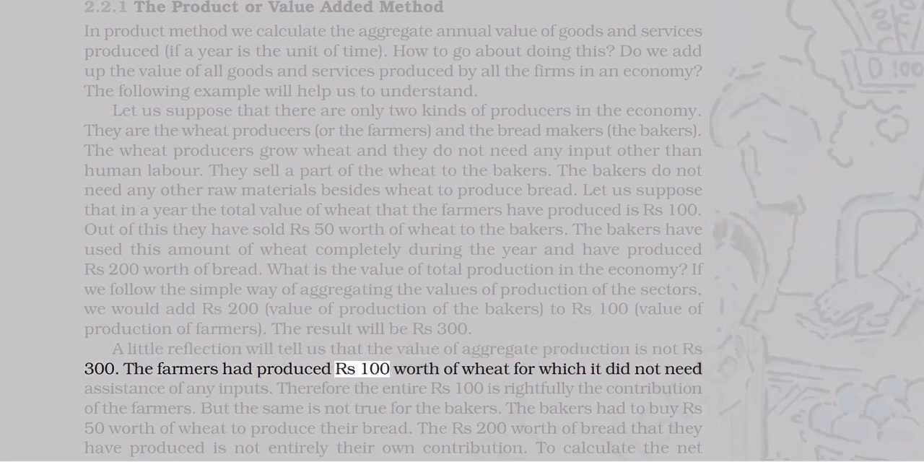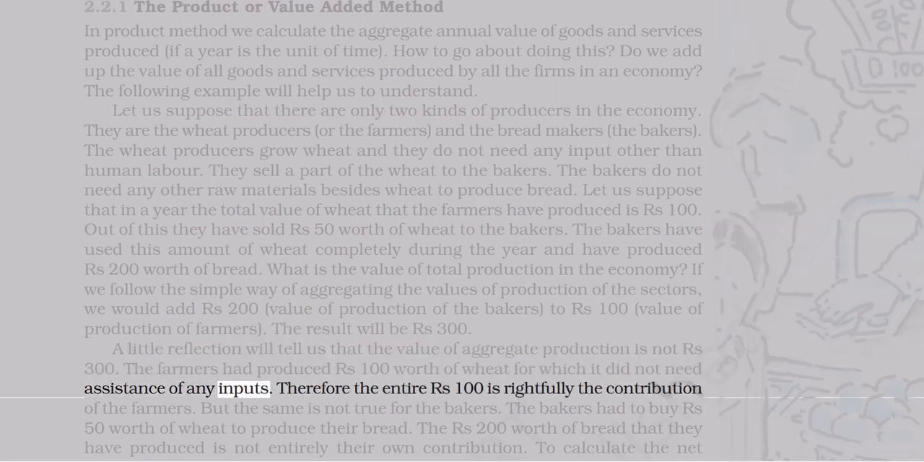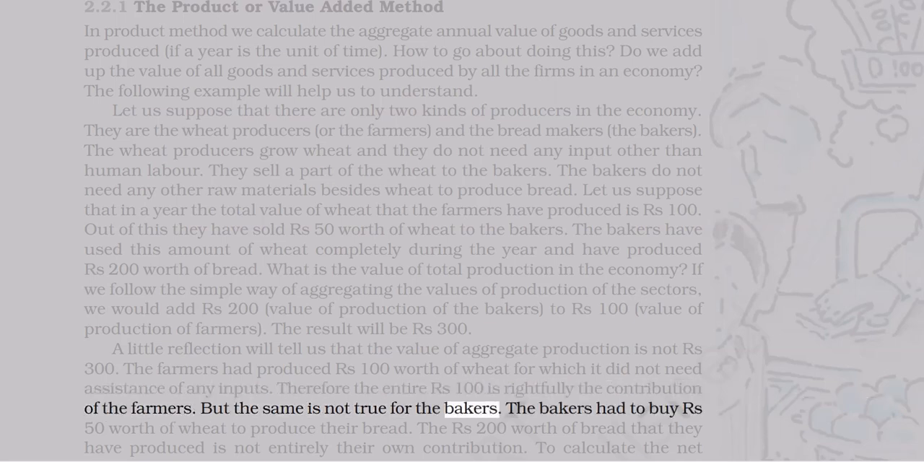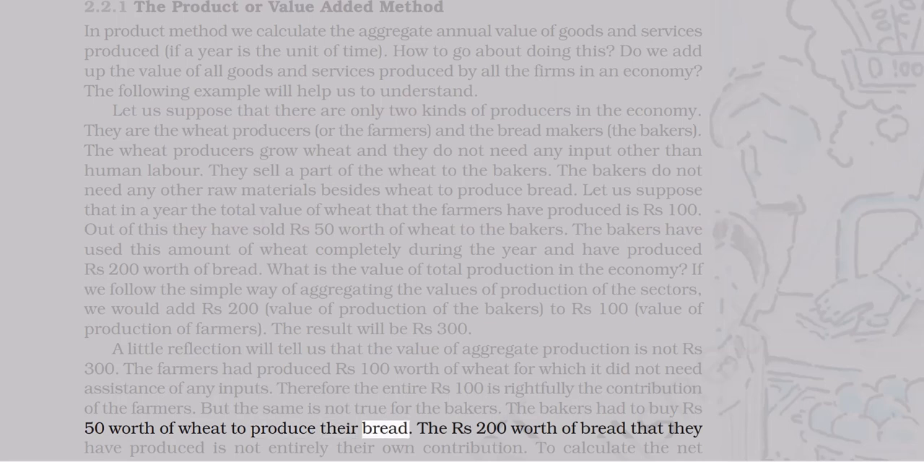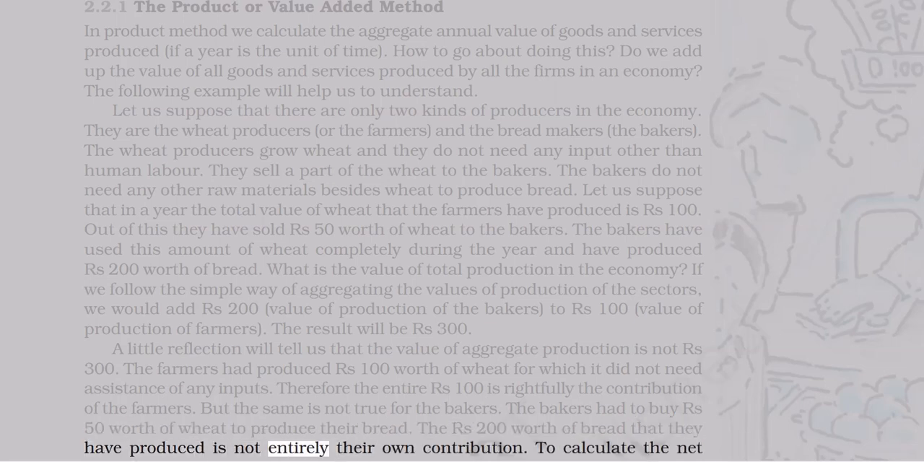The farmers had produced 100 rupees worth of wheat, for which it did not need assistance of any inputs. Therefore, the entire 100 rupees is rightfully the contribution of the farmers. But the same is not true for the bakers. The bakers had to buy 50 rupees worth of wheat to produce their bread. The 200 rupees worth of bread that they have produced is not entirely their own contribution.